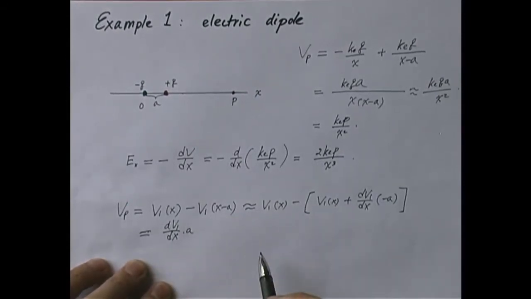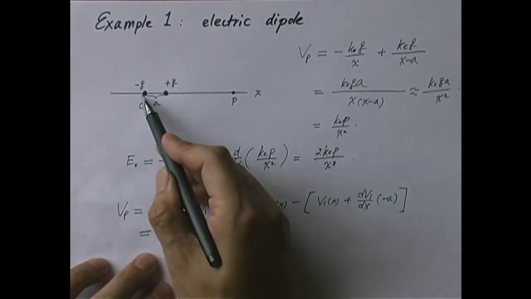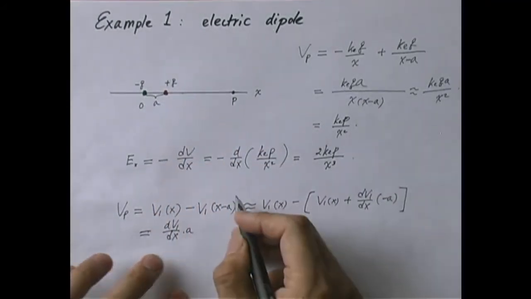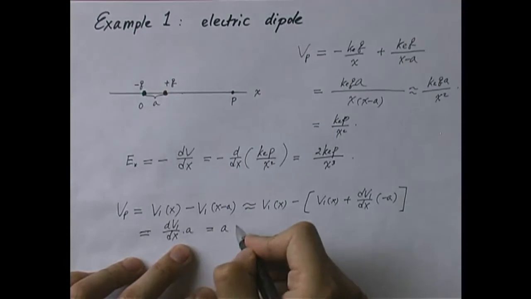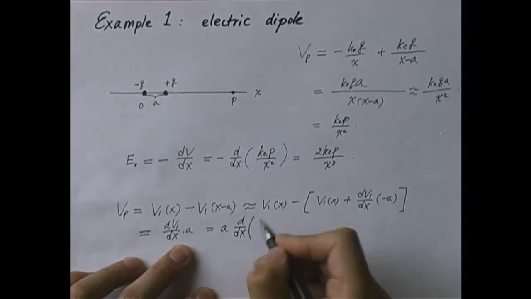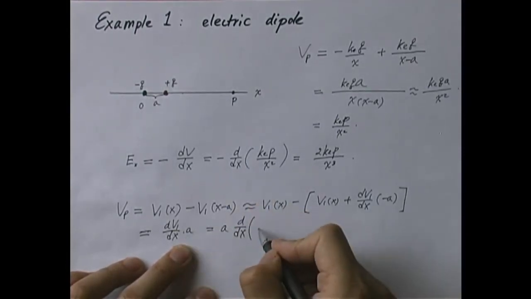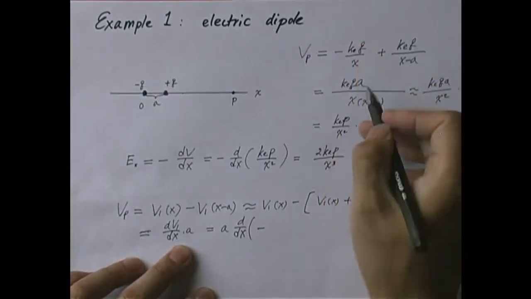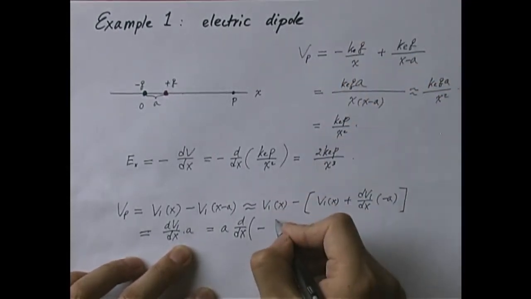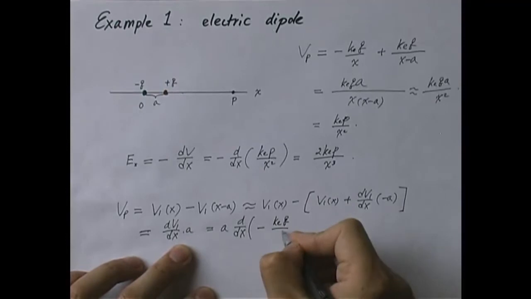What's v1? v1 is the electrostatic potential carried by a single negative charge here. So in our case, that is a times d/dx of v1 again. v1 is just right here, okay? Just that term, negative kq over x.